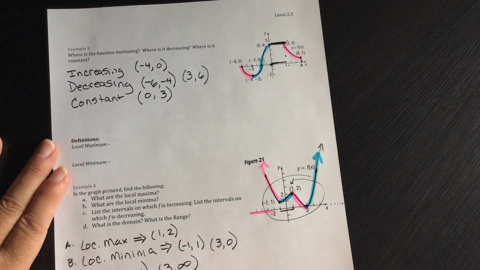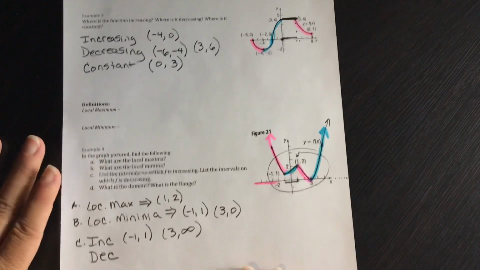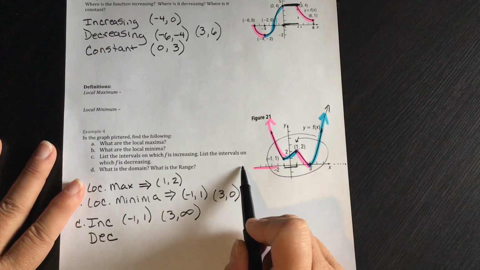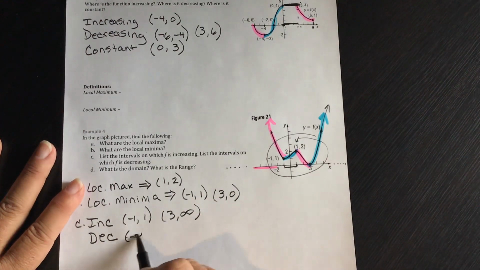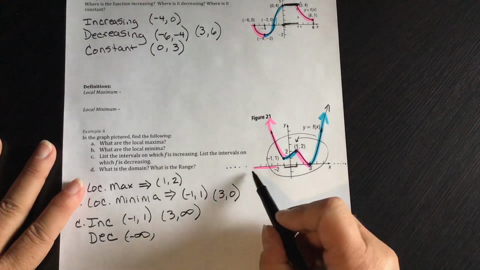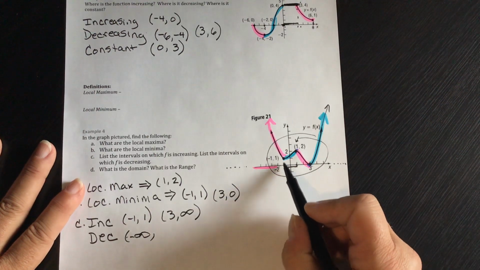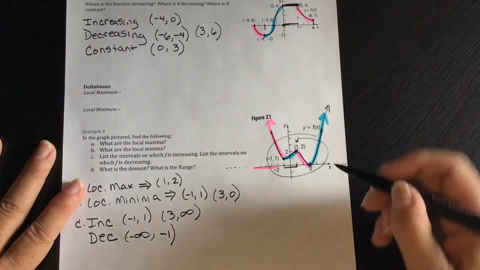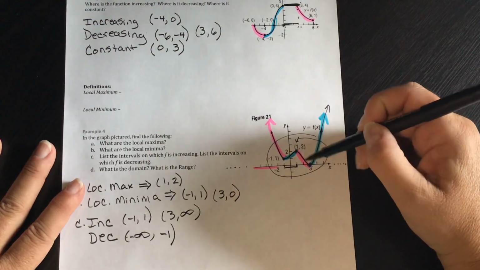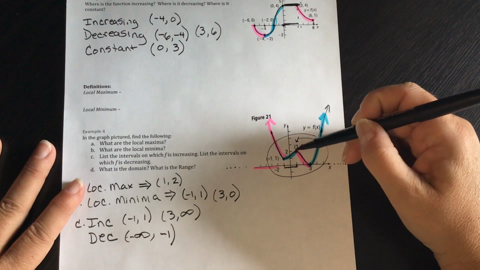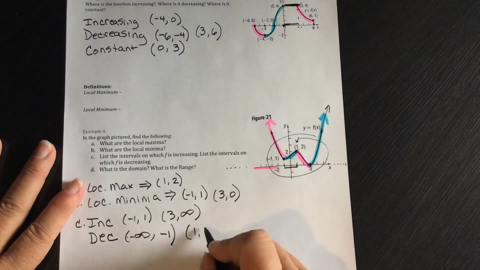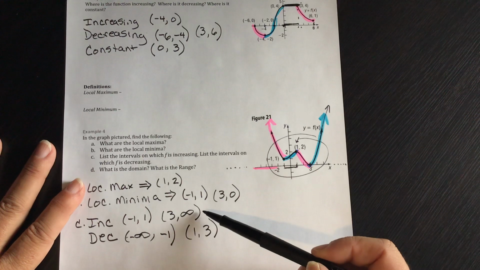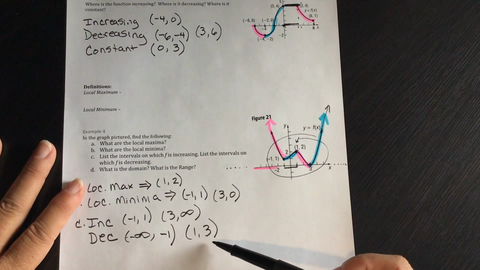So I would say that for decreasing, I'm going from the x values way out here, which is -infinity, and my biggest x value in this section is -1. I'm also decreasing in this section, and that would be from 1 to 3. Okay, so we got the increasing sections of the graph and the decreasing sections of the graph.